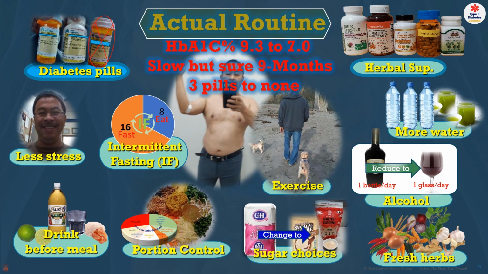And this is a schematic, the actual routine that I do, that I managed to bring my HbA1c from 9.3 to 7.0. That was my goal. I set it up slow but sure, I would say probably 9 months, something like that. I want to make sure everything works. But actually, within 3 months, I already reversed it from 9.3. Within 6 months, I was already from 9.3 to 7.0 because it starts slowly coming down.